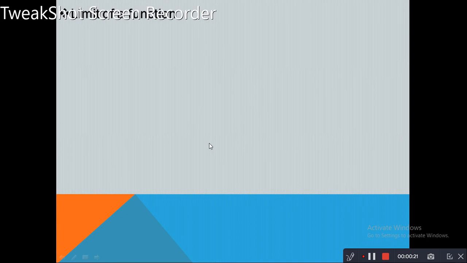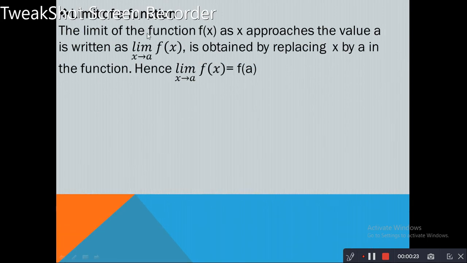The limit of a function f of x as x approaches the value a is written as this, and is obtained by replacing x by a in the function. Hence, when you are finding the limit of f of x as x approaches a, it literally means finding the image of a under the function f of x. So let's see an example so that you can fully understand what I'm talking about here.